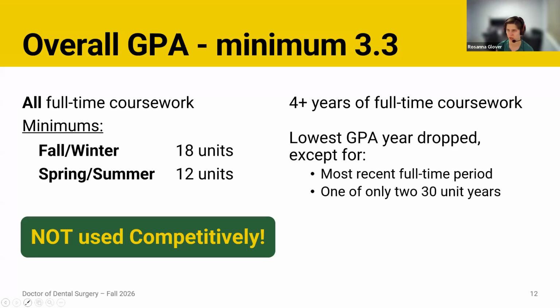Another thing we do when calculating GPA is that if you've done 4 or more years of full-time coursework, we'll drop the lowest GPA year, as long as it's not the most recent year that you've completed or one of only two 30-unit years.